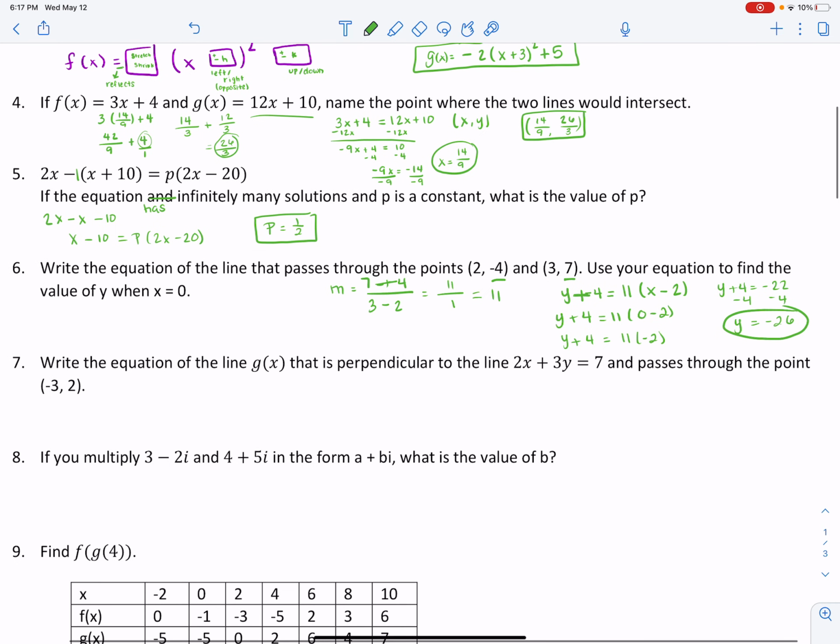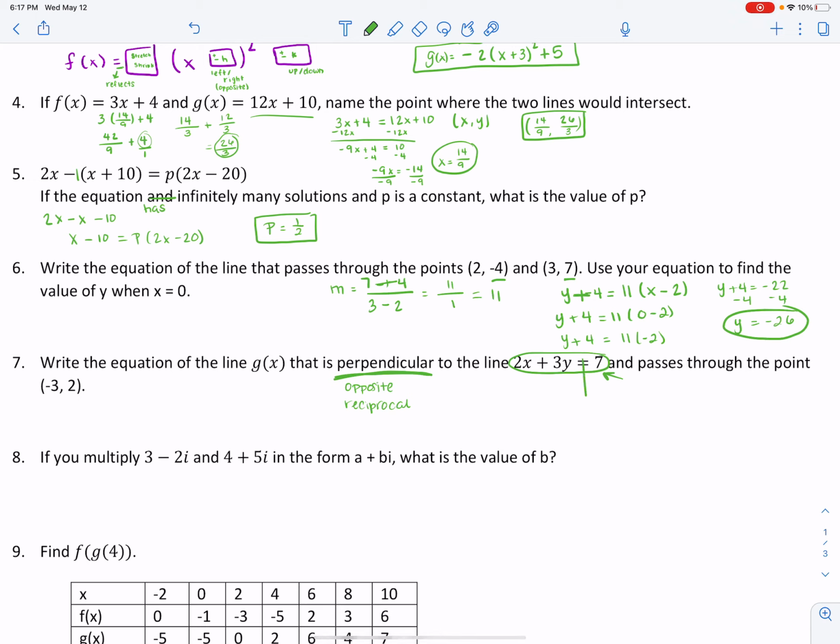Number 7, write the equation of the line g of x that is perpendicular to the line 2x plus 3y equals 7 and passes through the point (-3, 2). So if I need to write an equation of a line, I first need to know the slope. And if this new line is perpendicular to the old line, then I have to find the slope of the old line, and then I have to find its opposite reciprocal, which means change the sign and flip the fraction.